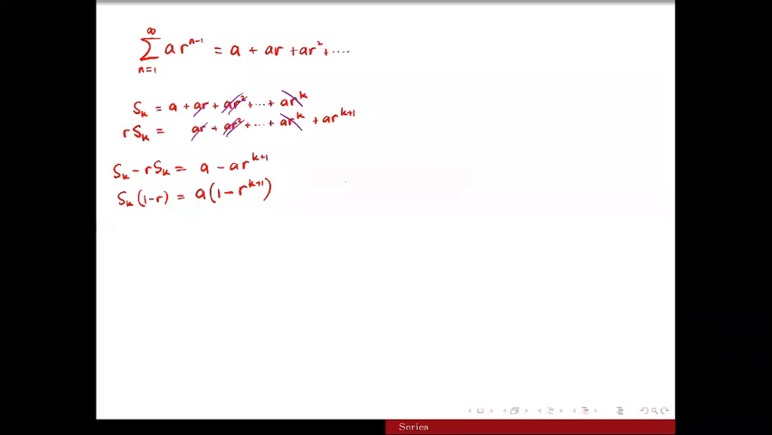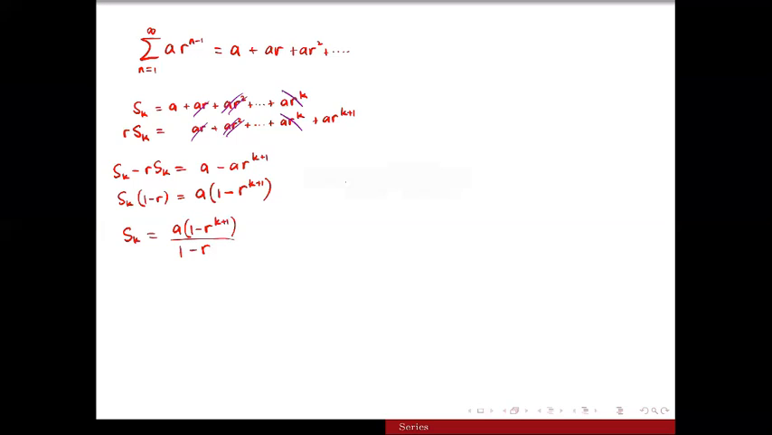Following? And therefore, S sub k here is simply a times 1 minus r to the k plus 1, divided by 1 minus r.